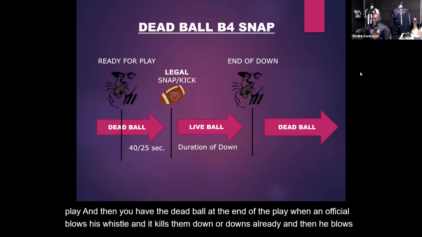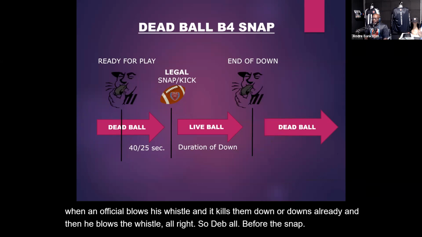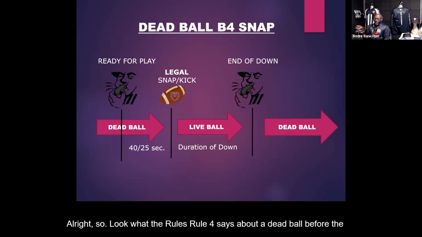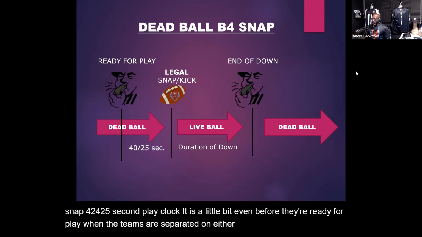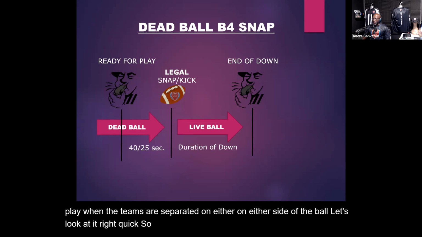All right, so dead ball before the snap. What Rule 4 says about a dead ball before the snap, between the 40 and 25-second play clock, is that it is a little bit even before they're ready for play, when the teams are separated on either side of the ball. Let's look at it right quick. So look at the dead ball, just dealing with the ready for play.